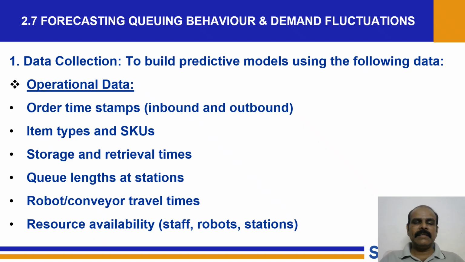Then the next thing is robot or conveyor type travel times. What is the time from that particular retrieval point till the packing point? What is the time it takes? Then finally, resource availability. So all these aspects have to be considered. That is what I told: this queuing behavior or forecasting behavior involves a good amount of data. Why? Because mathematically we are going to develop it. Therefore, in order to provide a proper abstract of what is happening in a physical system, we should have a good amount of data.